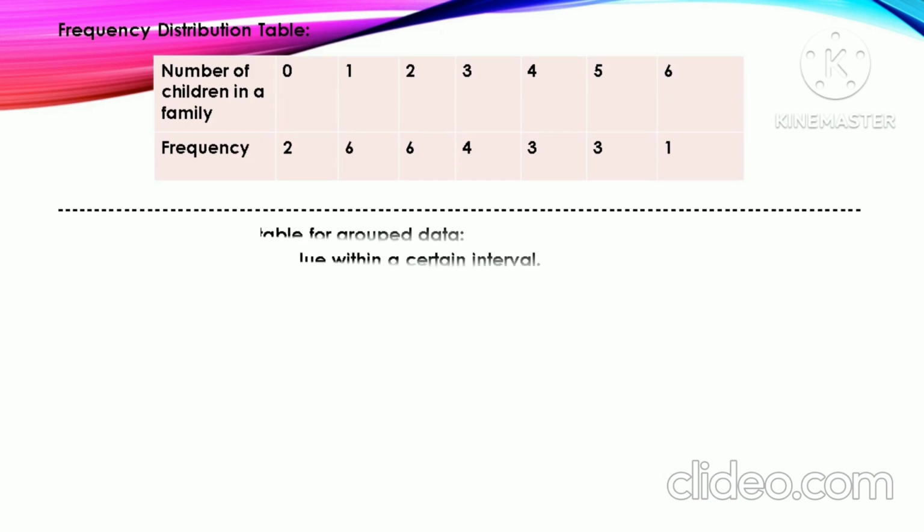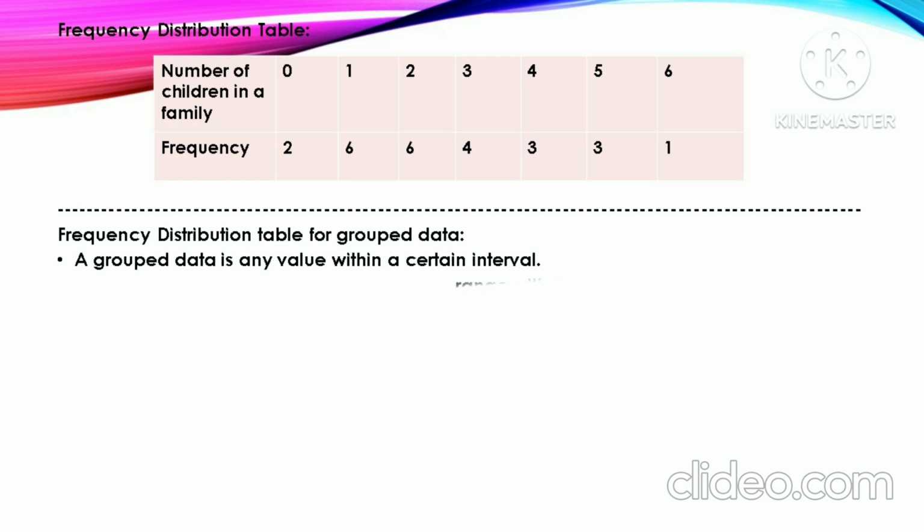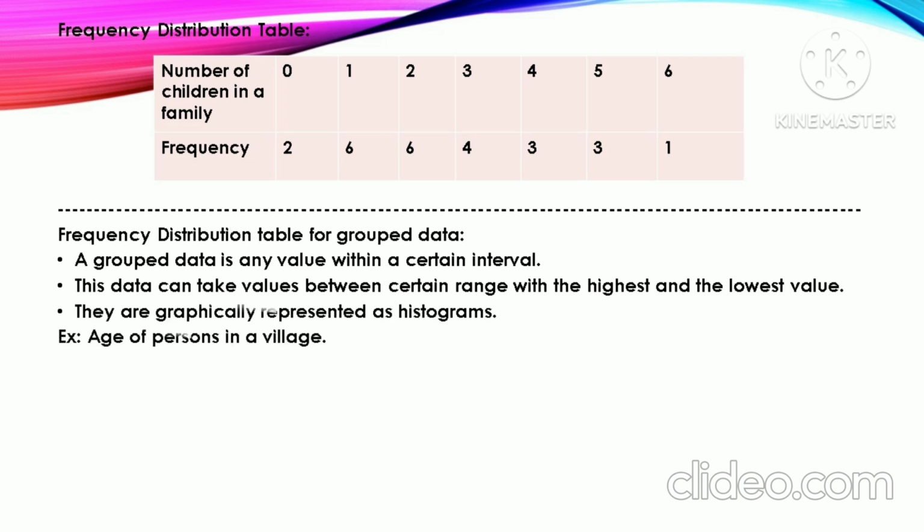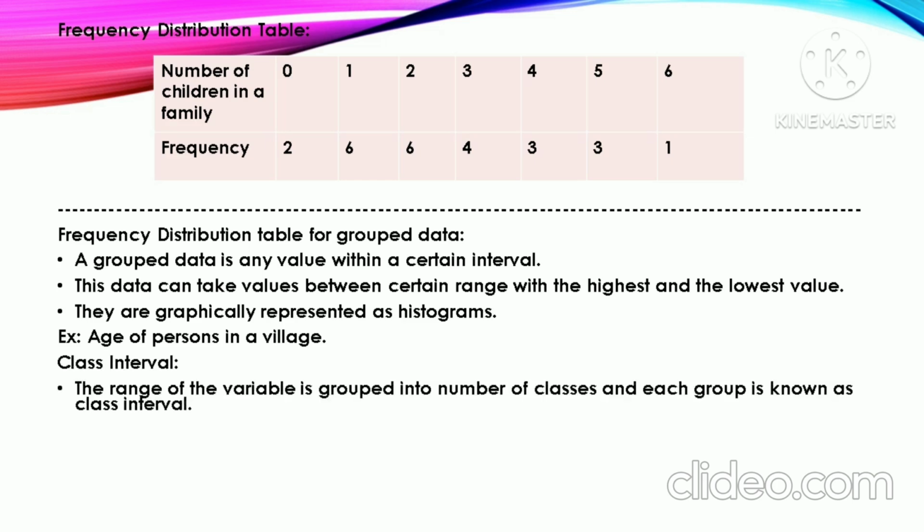Okay, that's all. Next, we are going to discuss the frequency distribution table for grouped data. What is grouped data? It is any value but within a certain interval. This data can take values between a certain range with the highest and the lowest value. And it is graphically represented as histograms. Example, age of persons in a village.